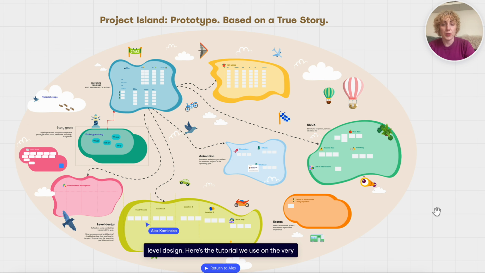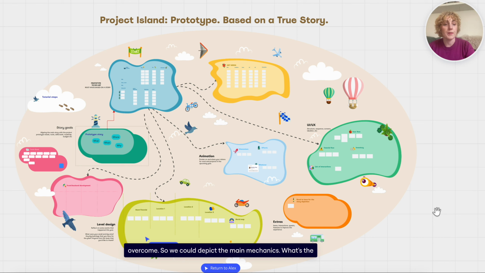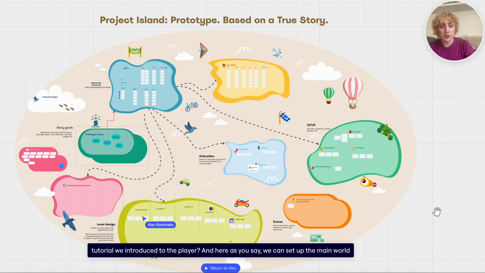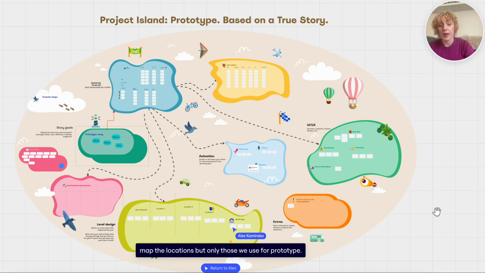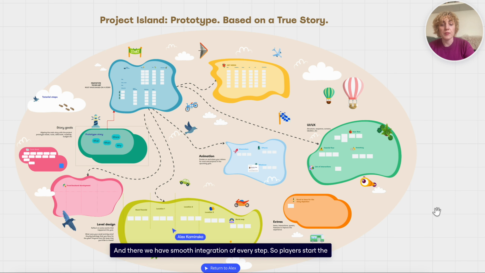Level design. Here's the tutorial we use. On the very beginning, we set up the first location. We clarify what we need for this location. What the level designer set up the location with. Like timing, setting, obstacles player need to overcome, so we could depict the main mechanics. What's the tutorial we introduced to the player? And here, as you say, we can set up the main world map, the locations, but only those we use for prototype. And there we have smooth integration of every step.